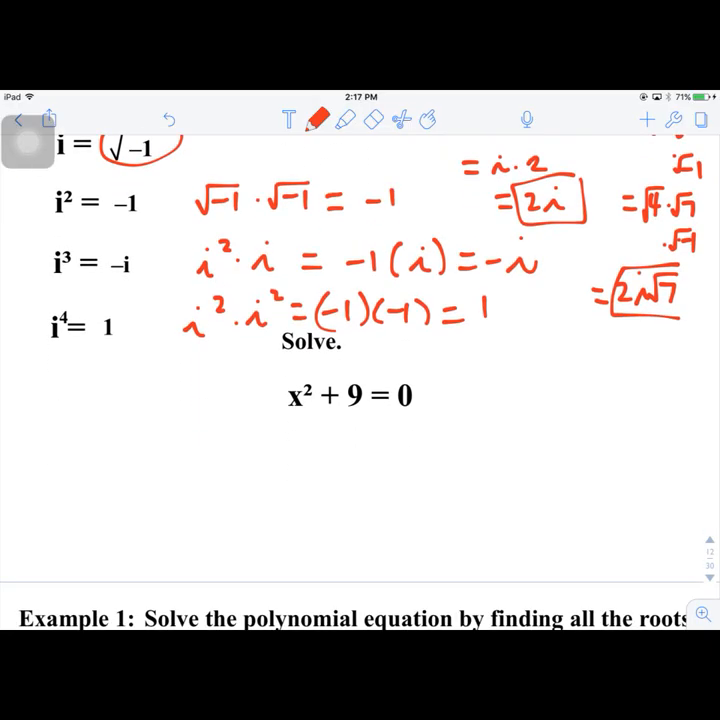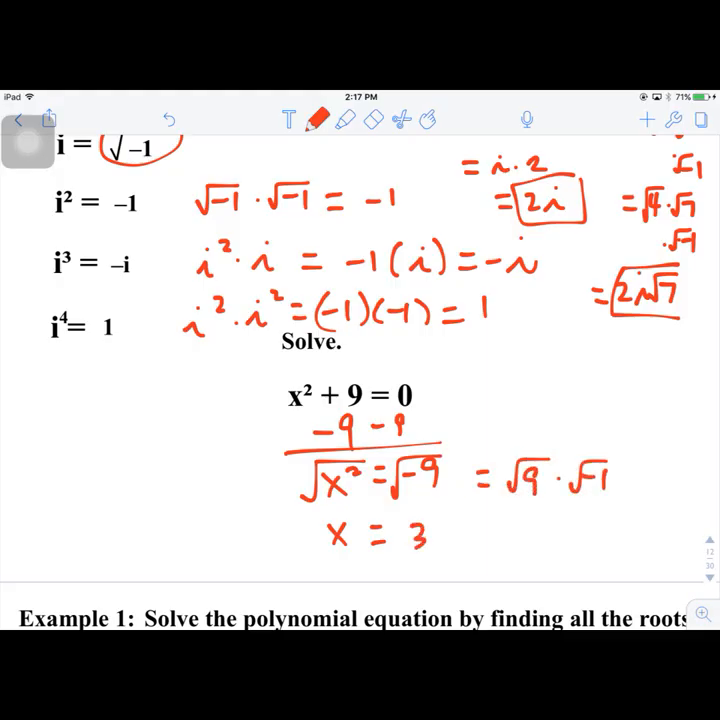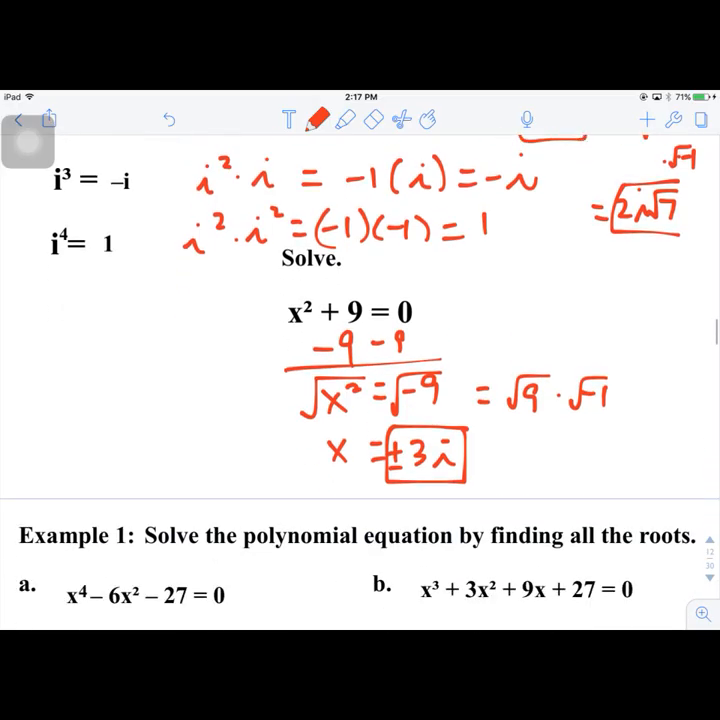So let's go ahead and solve our first problem, which is to add -9 to both sides. So we have x squared equals -9. Taking the square root of both sides, x equals the square root of -9, which is the square root of 9 times -1. That will give us 3i, and we also have plus or minus 3i, because whenever you take the square root in an equation, you need to apply the plus or minus.